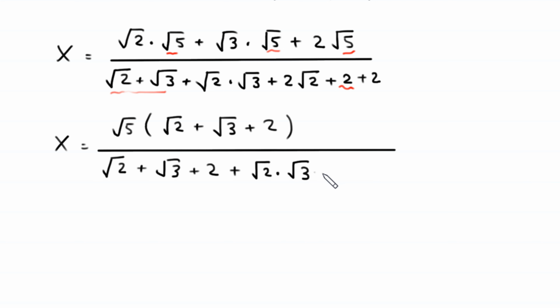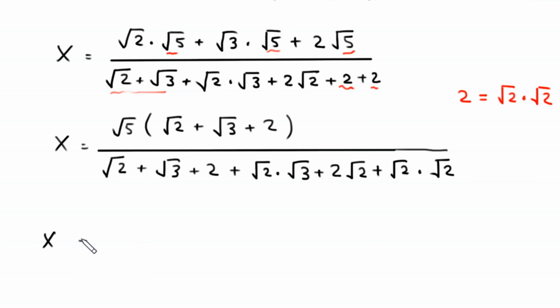plus this 2 times root 2 plus this 2 can be written as root 2 times root 2. So we write this 2 as root 2 times root 2.